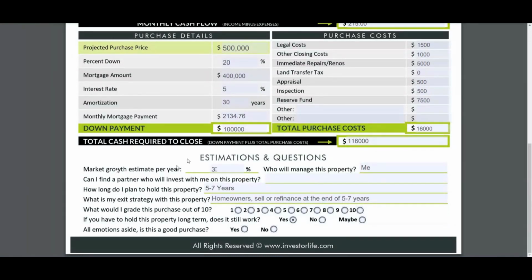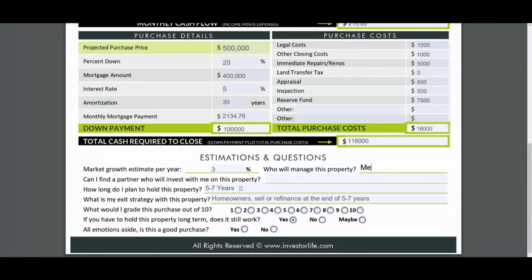A few other questions we want to make sure we know ahead of time is, who is going to manage this property? That could be you. That could be a property management company that you've been talking to already. But we want to know ahead of time who is going to manage this. As soon as we buy it, we're going to need to be putting tenants in there. We're going to need a property manager. The next question we're going to leave blank for now. Can I find a partner who will invest with me on this property? We'll come back to that in a second.